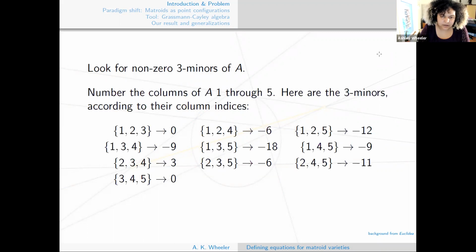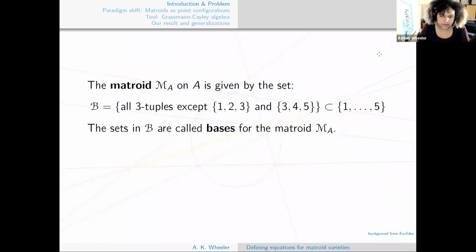And you can see that columns 1, 2, and 3 are dependent. Their determinant is 0. Same thing with columns 3, 4, and 5. And then the rest of the determinants are non-zero, so those columns are linearly independent. The matroid on the matrix A is given by the set B consisting of all 3-tuples except for 1, 2, 3 and 3, 4, 5. So all the sets of indices for columns that form bases for the column space of the matrix. And the sets in B themselves are called bases for the matroid.